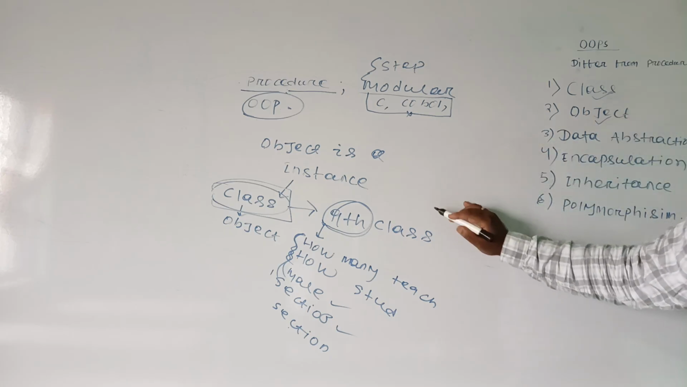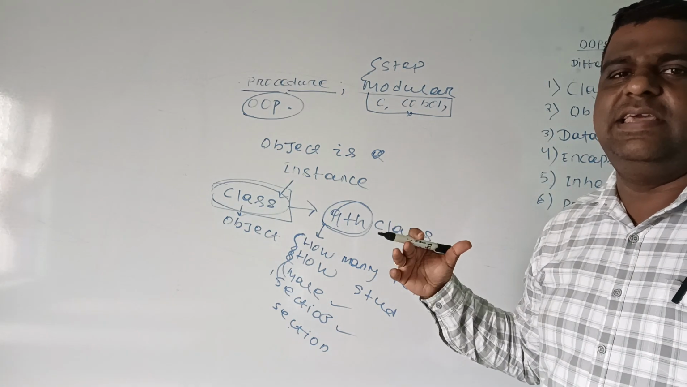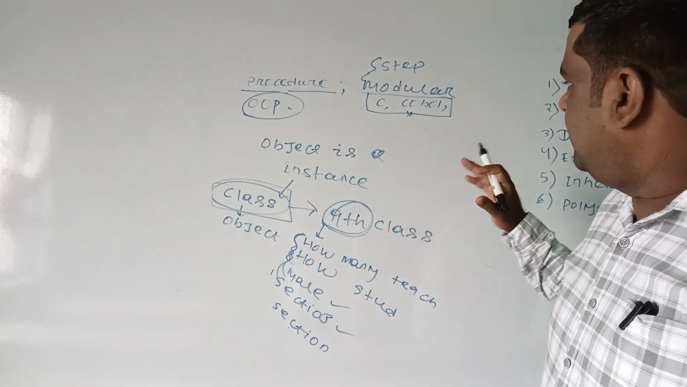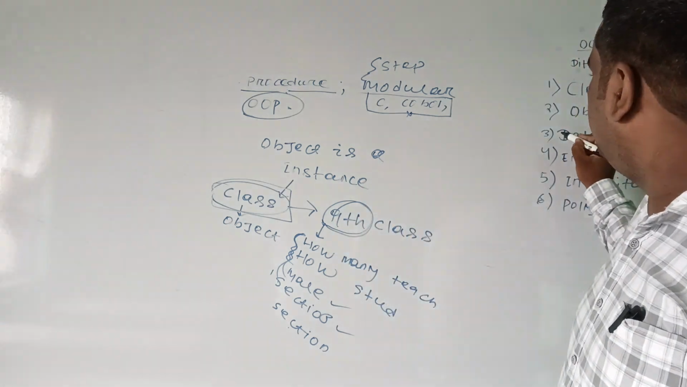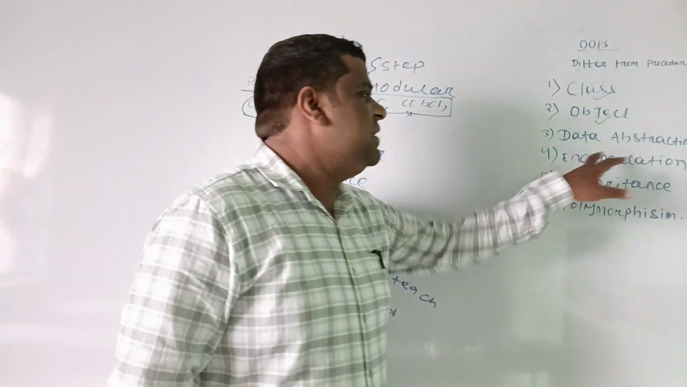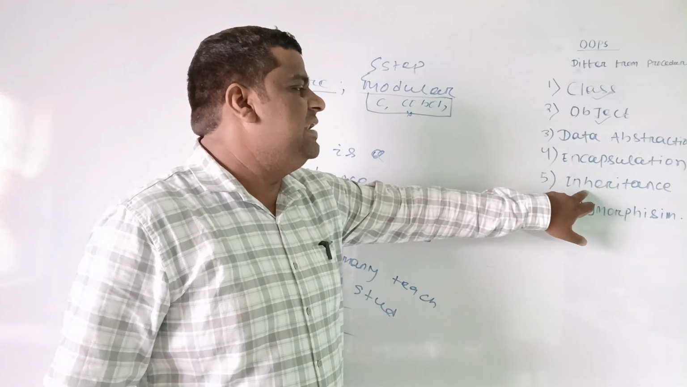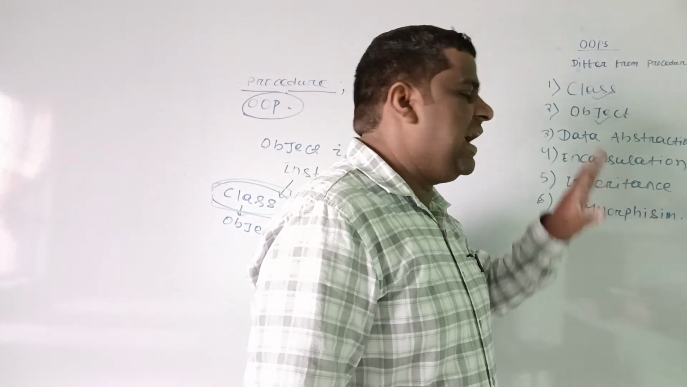You understood the class and object. In detail I will explain all the practical and syntactical things about class and object later. But in the first class I am explaining the key features. Key features means data abstraction, data encapsulation, inheritance, and polymorphism. First we go for data abstraction.